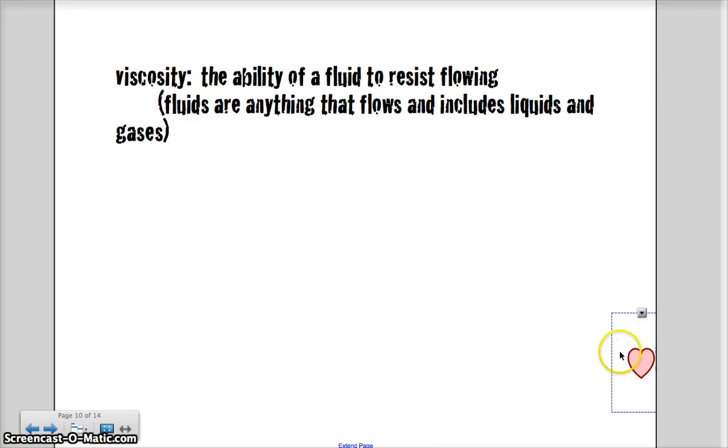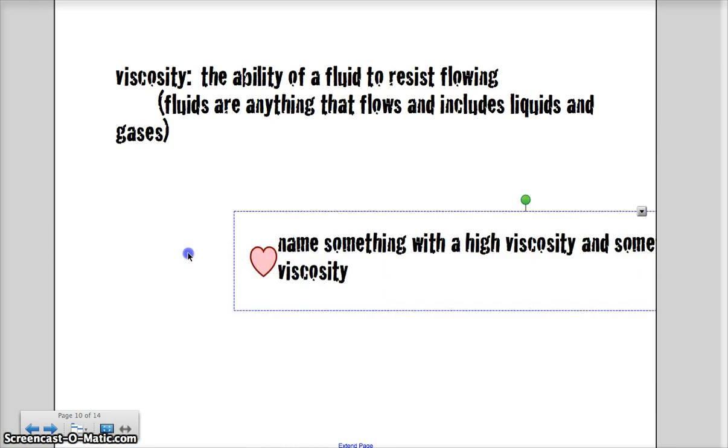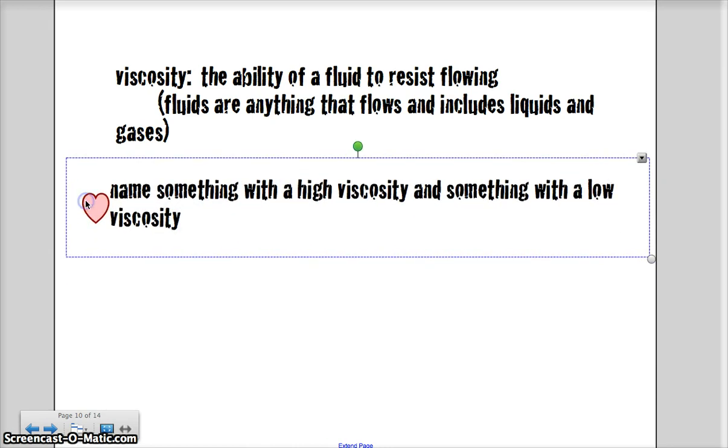Okay? So what I'd like you guys to do, here's a question. I want you to name something with a high viscosity and something with a low viscosity. So something that resists flowing very much and something that does not resist flowing, that flows quite easily. High viscosity doesn't flow very easily. Low viscosity flows quite easily.